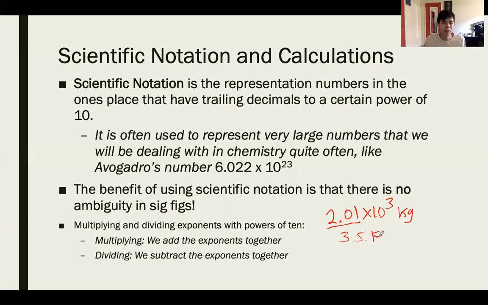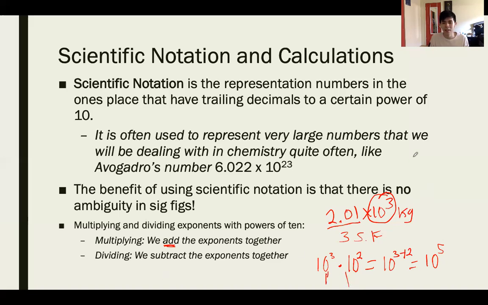When we're multiplying and dividing with the power of 10, meaning this right side factor right here, when we multiply them together, we add the exponents together. And when we divide, we subtract the exponents. So what does that look like? Let's say we have 10 to the power of 3 times 10 to the second. What that will look like is 10 to the third plus 2. And when we add that, 10 to the fifth. So we add the exponents together when we're multiplying the powers of 10.